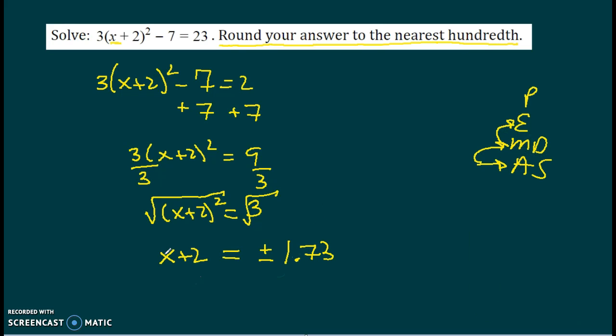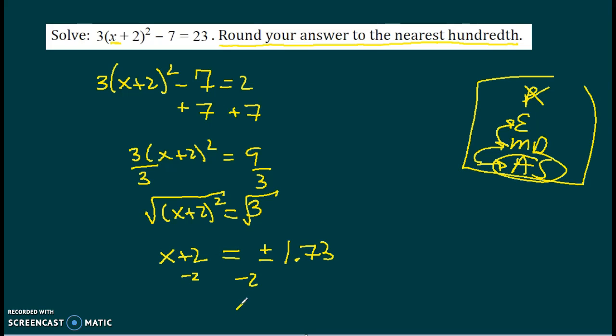And then as I look at this left side, x is still not by itself. I need to get rid of this 2. So I'm back into this stuff, but I'm way back down here at the bottom because I finally got rid of those parentheses. That kicks me back down here. Is there anything to add or subtract? Yes, this 2. I'll subtract 2. That means x equals negative 2 plus or minus 1.73.